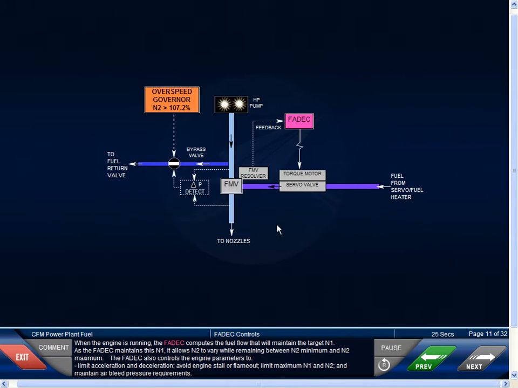When the engine is running, the FADEC computes the fuel flow that will maintain the target N1. As the FADEC maintains this N1, it allows N2 to vary while remaining between N2 minimum and N2 maximum. The FADEC also controls the engine parameters to limit acceleration and deceleration, avoid engine stall or flameout, limit maximum N1 and N2, and maintain air bleed pressure requirements.